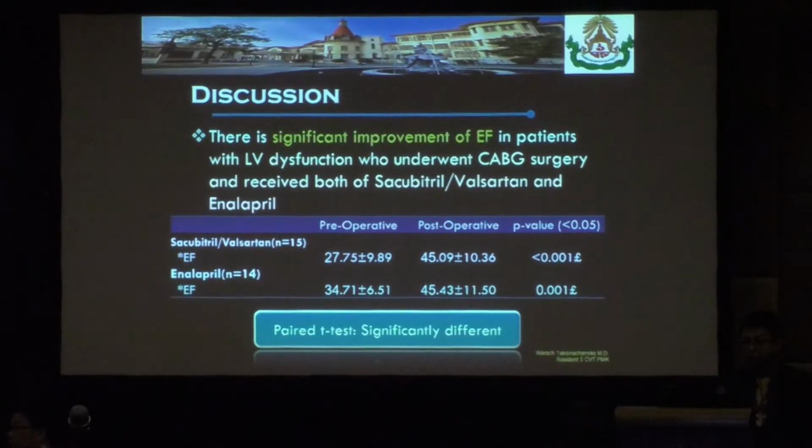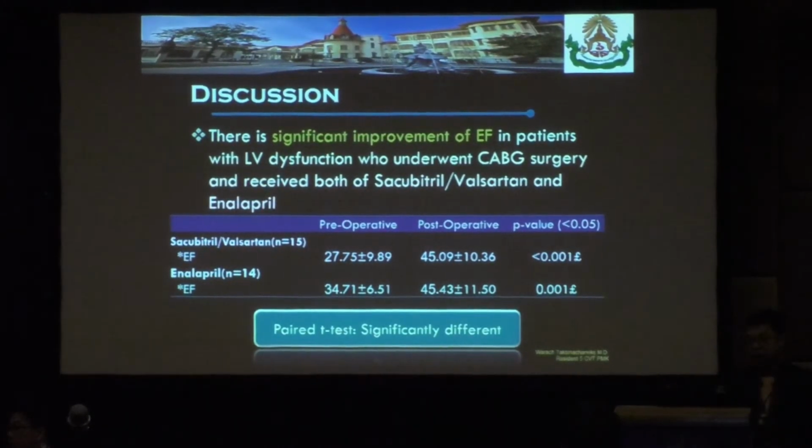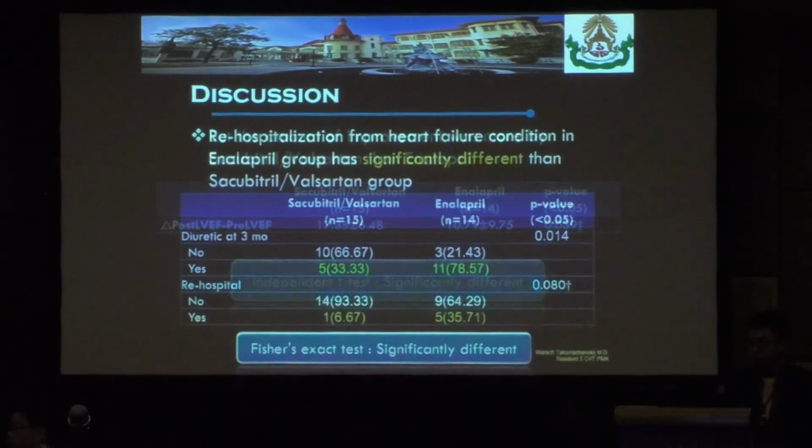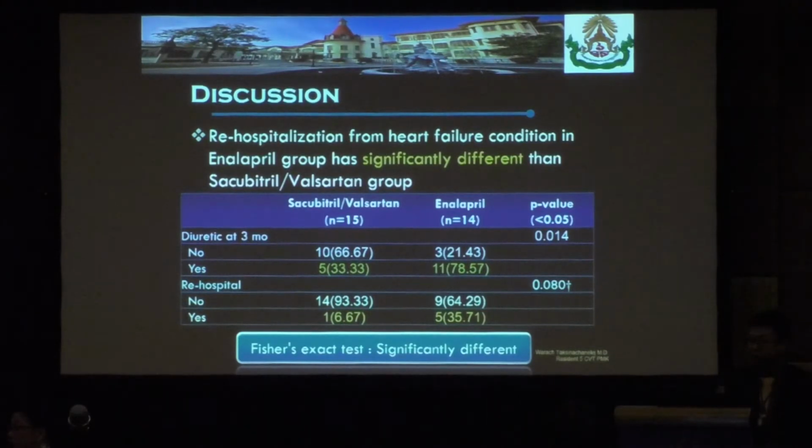Discussion. There is significant improvement of ejection fraction in patients with left ventricular dysfunction who underwent coronary artery bypass graft surgery and received either sacubitril valsartan or the intraoperative drug. But the amount of improvement was greater with sacubitril valsartan than with the intraoperative group. And rehospitalization from heart failure in the intraoperative group was significantly higher than in the sacubitril valsartan group.